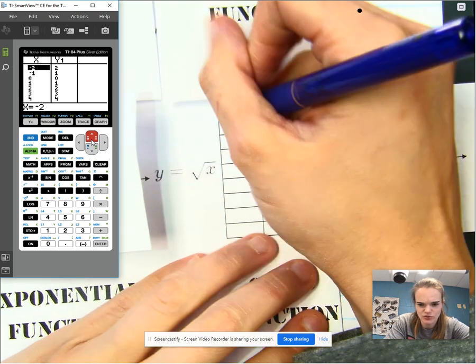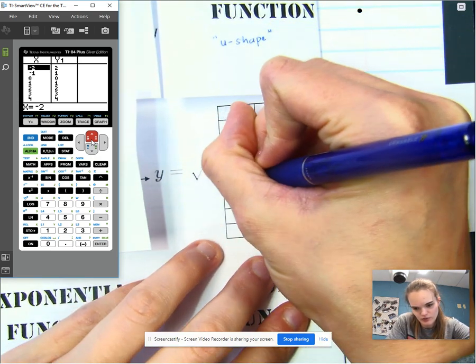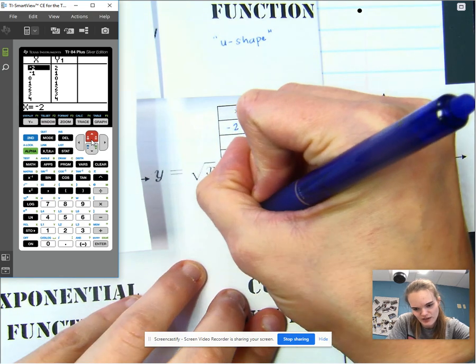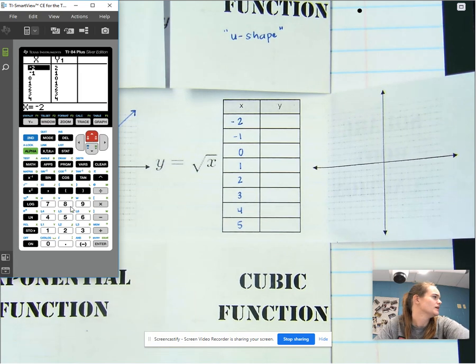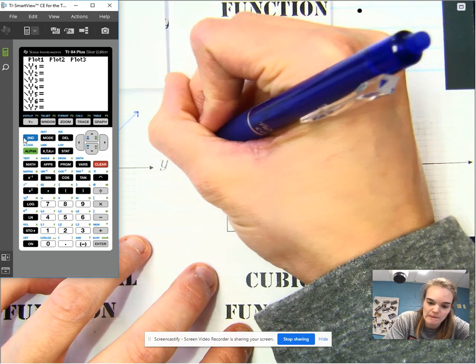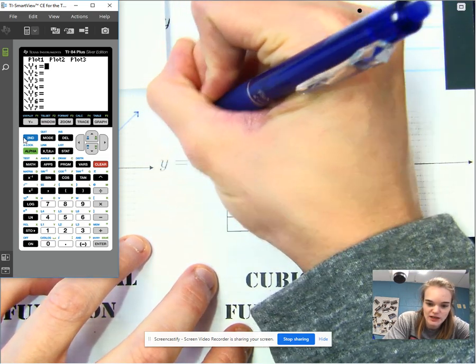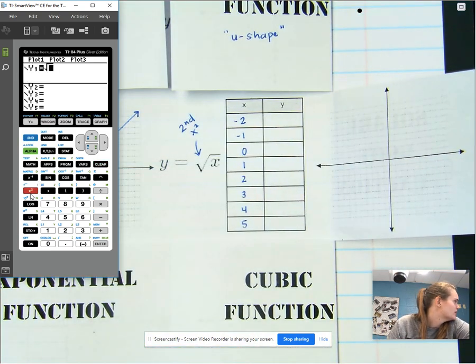Using the same values, -2, -1, 0, 1, 2, 3, 4, 5. And we're going to go ahead and just type this one right into y equals. So go back to y equals. My mouse is not working now. Y equals. Clear this one out. Okay, to get square root, you press second x squared. So press the blue second and then x squared. There you go.